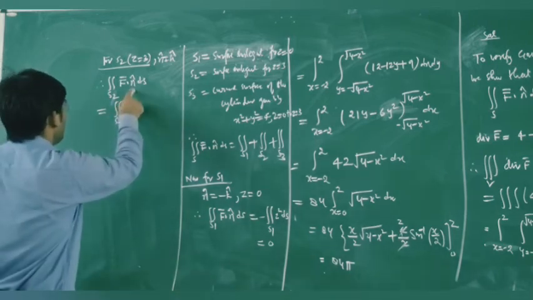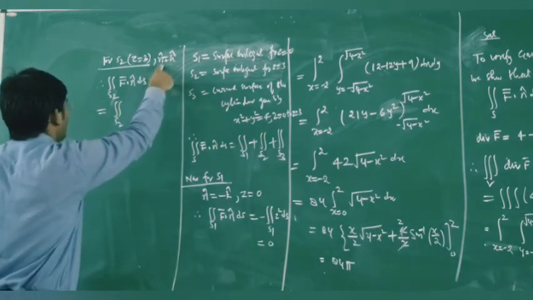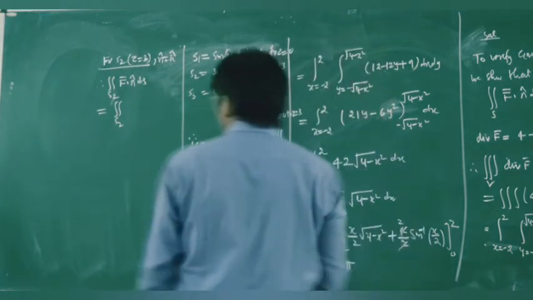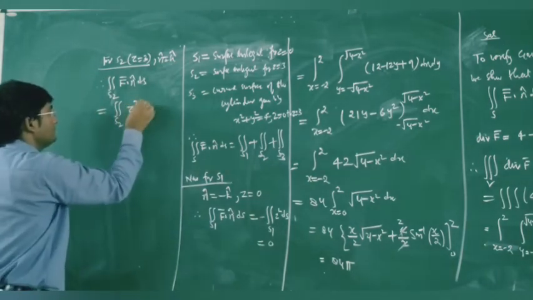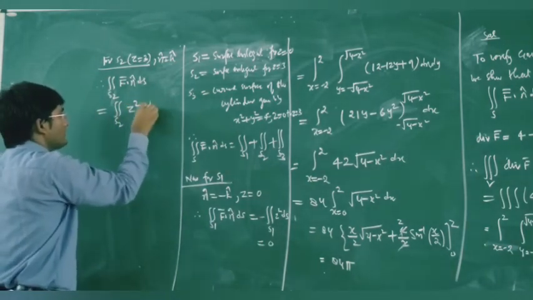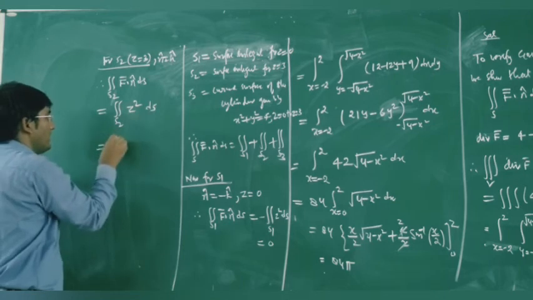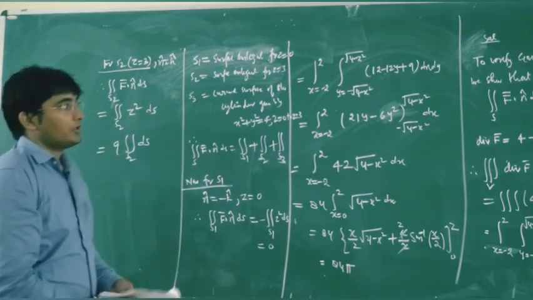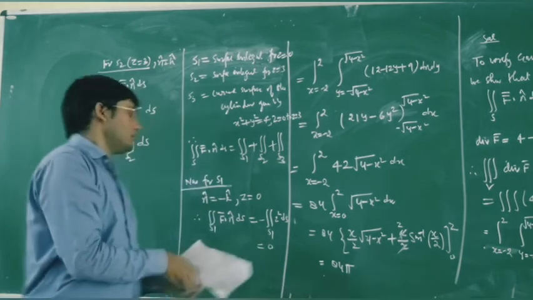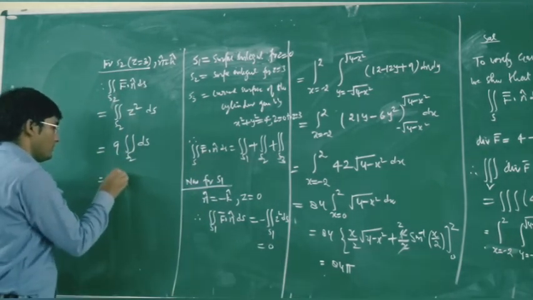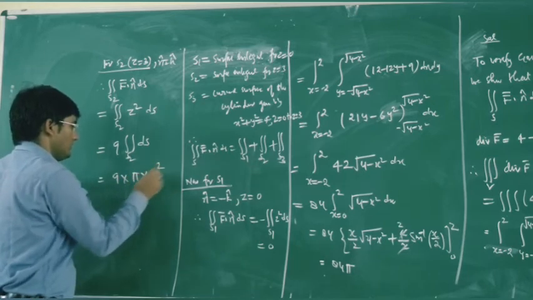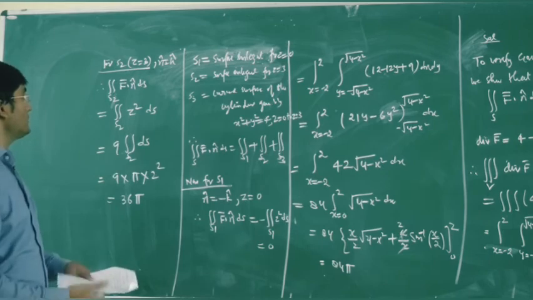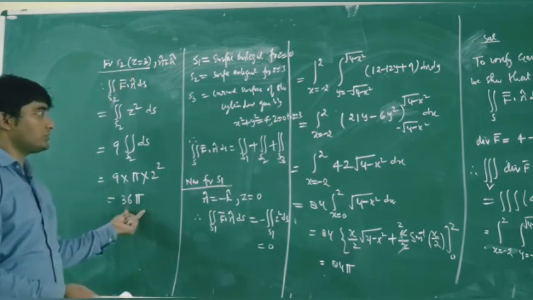Okay, now your F is, your n is k, so this will be your F dot k, and your F dot k will be your z square, so we have z square into dS. Now your z square is 9, so we have 9, and the surface area of S2. Now your S2 is a circle, and the area of the circle will be pi into r square, so we have 36 pi. So the surface integral over S2 is equal to 36 pi.